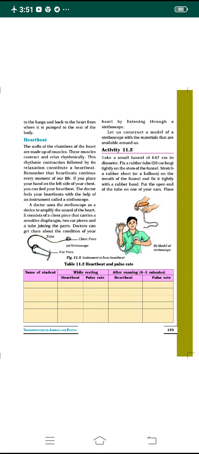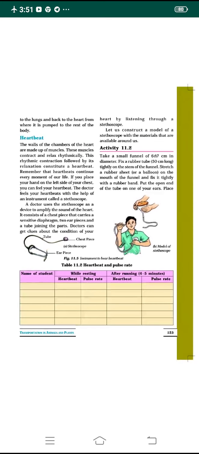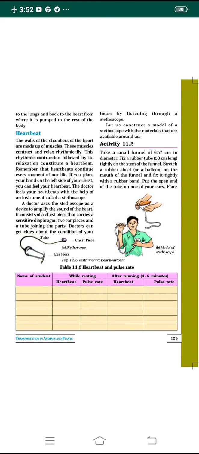Dear students, in the previous class I was discussing the lesson circulation in the human body and in plants. I was explaining about the heartbeat. The rhythmic contraction followed by relaxation constitutes a heartbeat. We understood how the heartbeat takes place in the human body, and the instrument used by the doctor to measure the heartbeat is called a stethoscope. We have studied what it contains: a chest piece, a tube, and an earpiece.